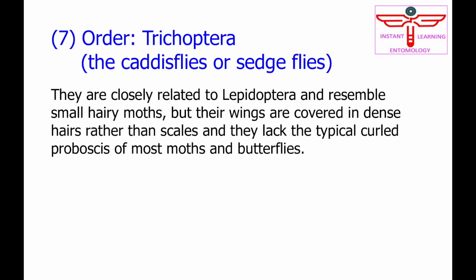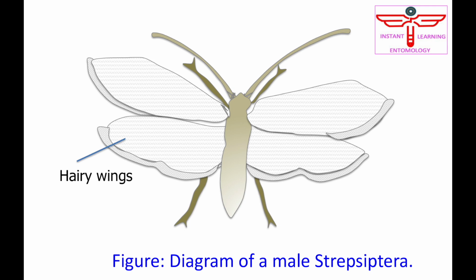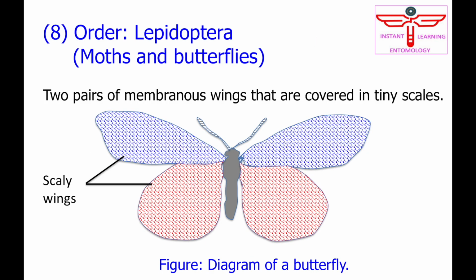Order, Trichoptera, the caddis flies or sedge flies. They are closely related to Lepidoptera and resemble small hairy moths, but their wings are covered in dense hairs rather than scales, and they lack the typical curled proboscis of most moths and butterflies. Order, Lepidoptera, the moths and butterflies. 2 pairs of membranous wings that are covered in tiny scales.